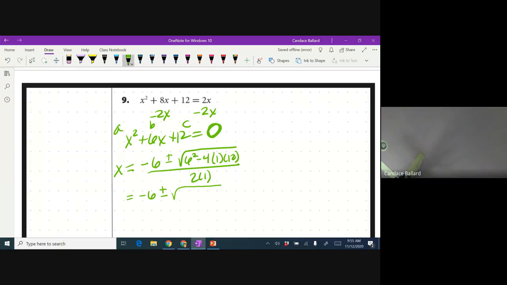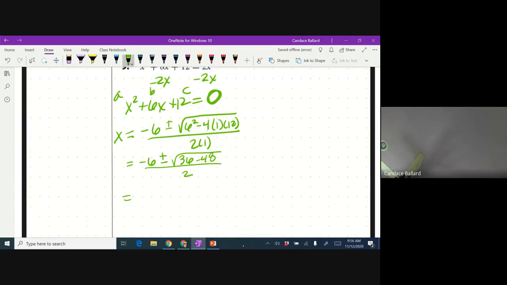All right, let's see how we did, okay? So 6 squared is 36. -4 times 1 times -12. Hopefully you got -48 all over 2. So -6 plus or minus the square root of -12 over 2. You've already told me a whole bunch of the i's are going to get plucked out.